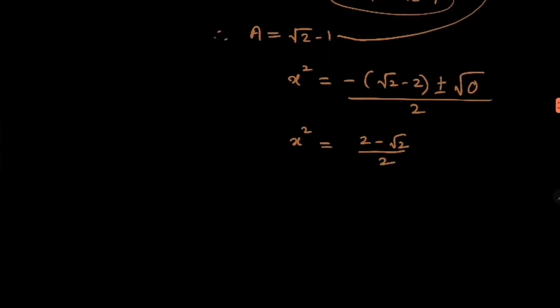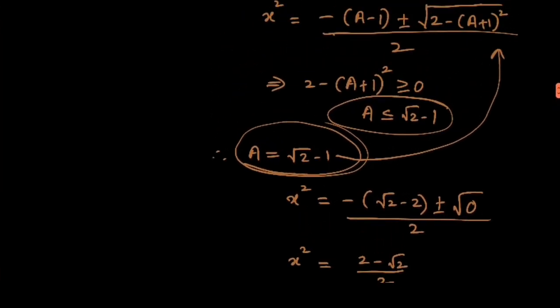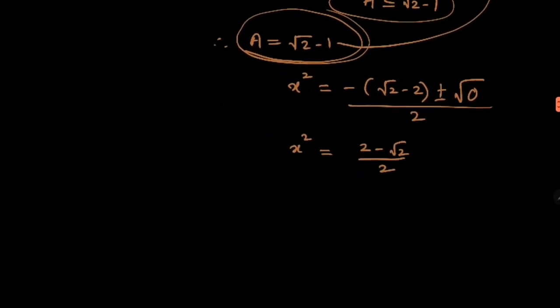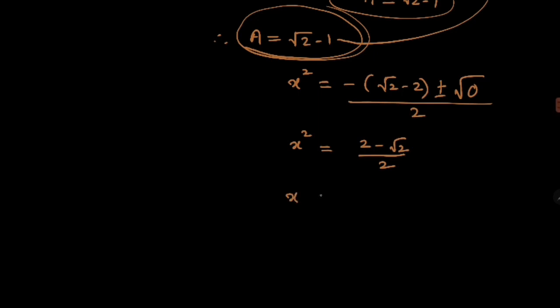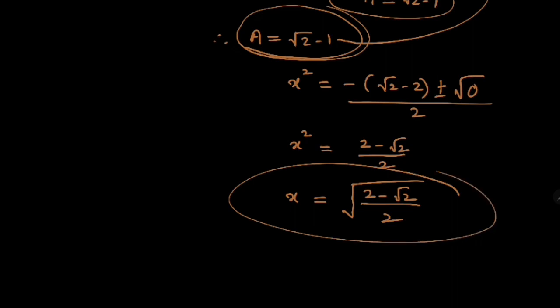We need to find out the value of x when the area of the green portion is maximum. Here we have taken the maximum area of the green portion as root 2 minus 1, and substituting A equals root 2 minus 1 in this quadratic formula, we get the value of x square. From that we can obtain the value of x as square root of ((2 minus square root of 2) by 2). That's it. This is the answer we need to find out. If the area of the green portion is maximum, then what is the value of x is the question. That is what we have calculated here.